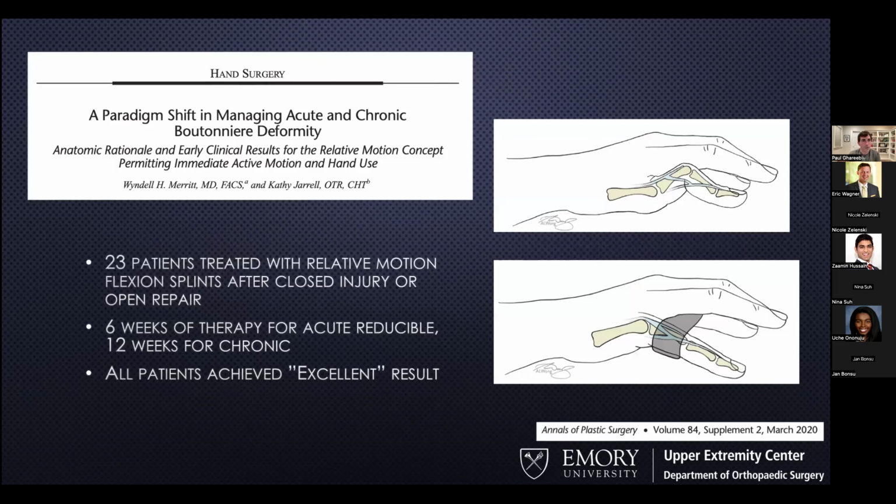This is a little bit of data on the relative motion flexion splinting I mentioned earlier. This was a study in Annals of Plastic Surgery from 2020, and they had 23 patients. It was a retrospective case review study. 23 patients treated with relative motion flexion splinting, either after a closed injury or an open repair. They did 6 weeks of therapy for acute reducible injuries and then 12 weeks for chronic. And really, there weren't a lot of objective measures used in this study. All patients achieved what they considered to be an excellent result, but you have to take that with a grain of salt. It was a single surgeon retrospective study without objective data.